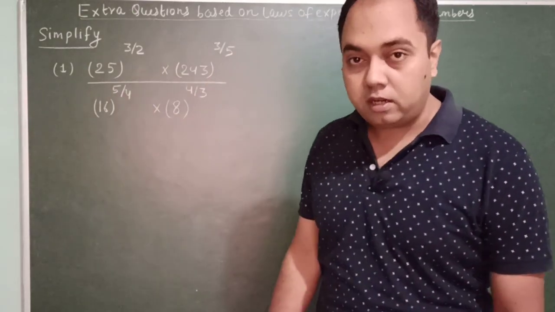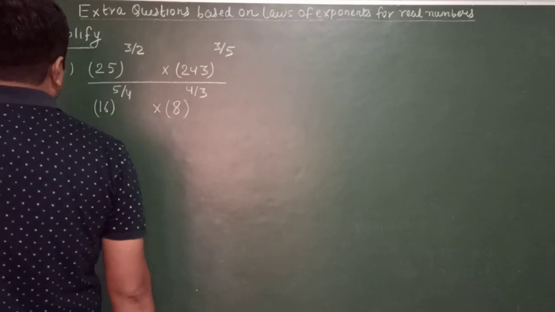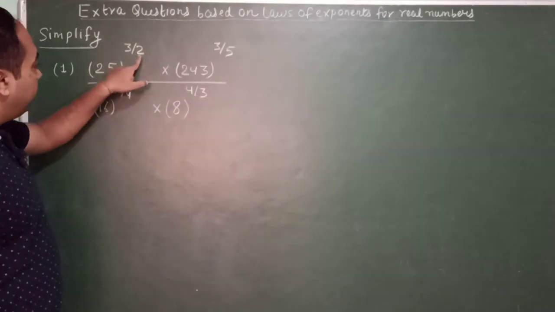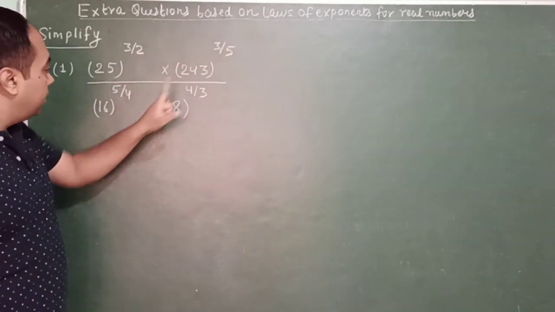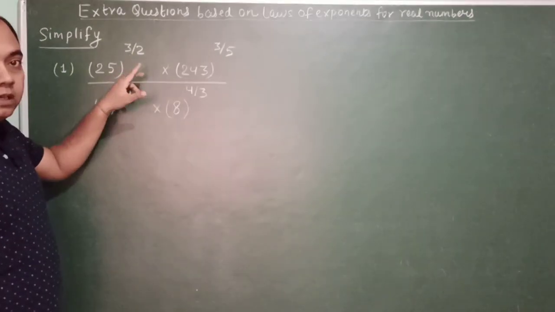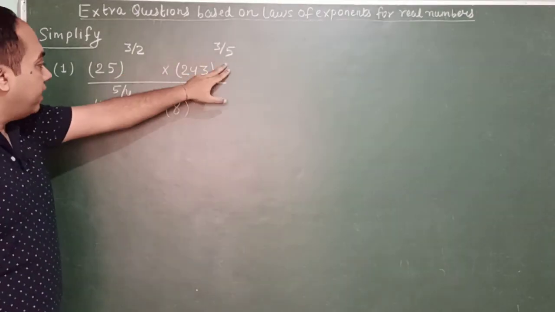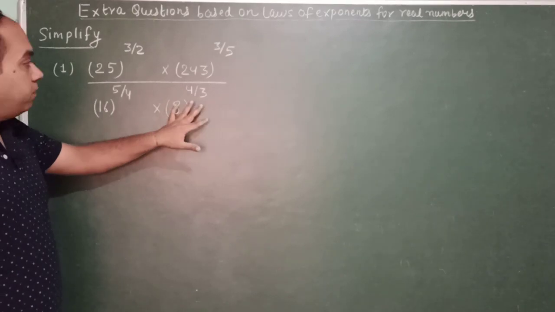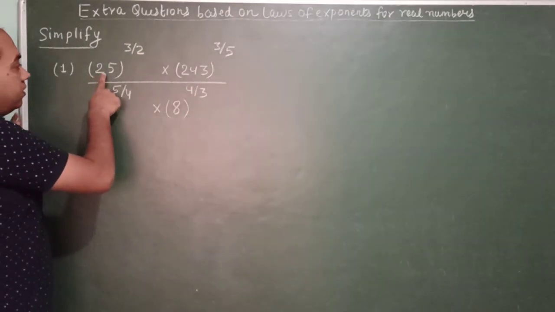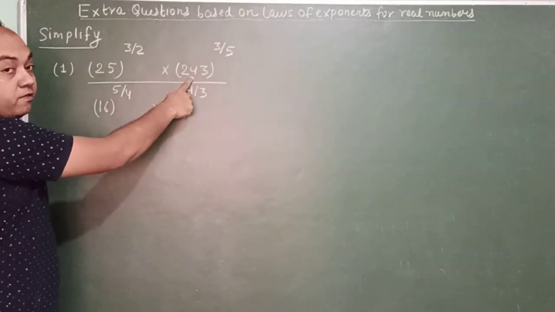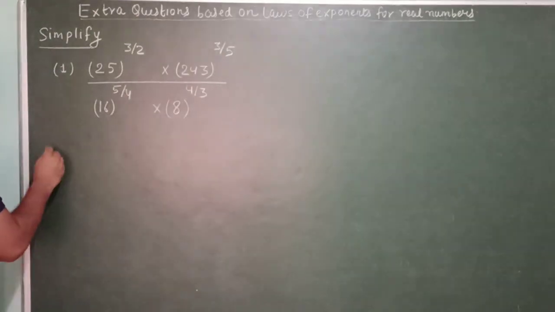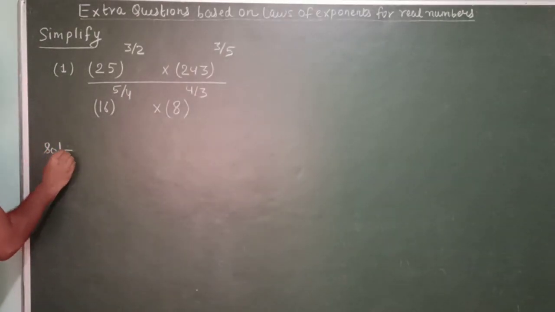power 4 upon 3. Now to simplify this question, first it is necessary to remove this 2, 5, 4 and 3. And for removing them, first we will write prime factors of 25, prime factors of 243, prime factors of 16 and 8. So I am writing solution over here.